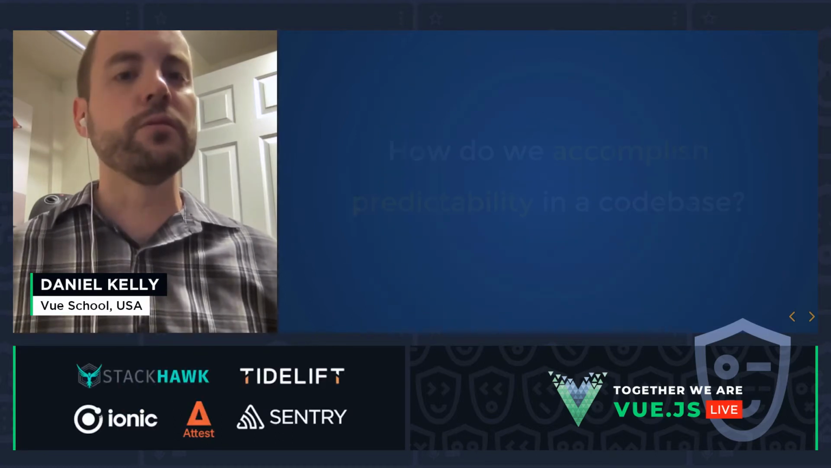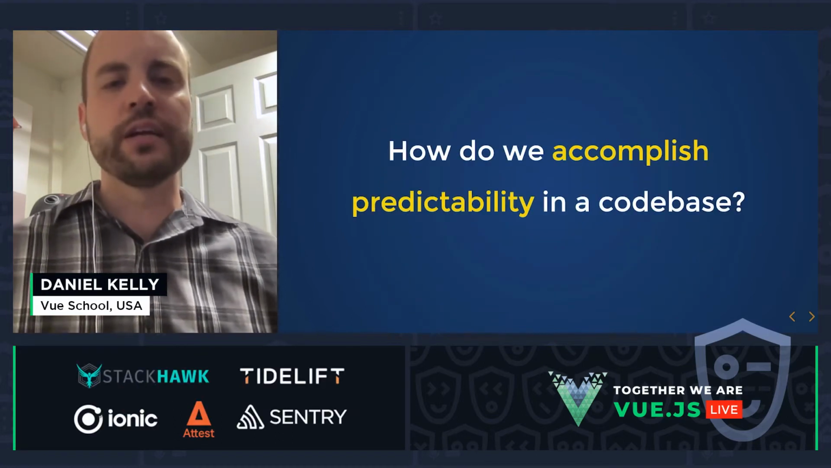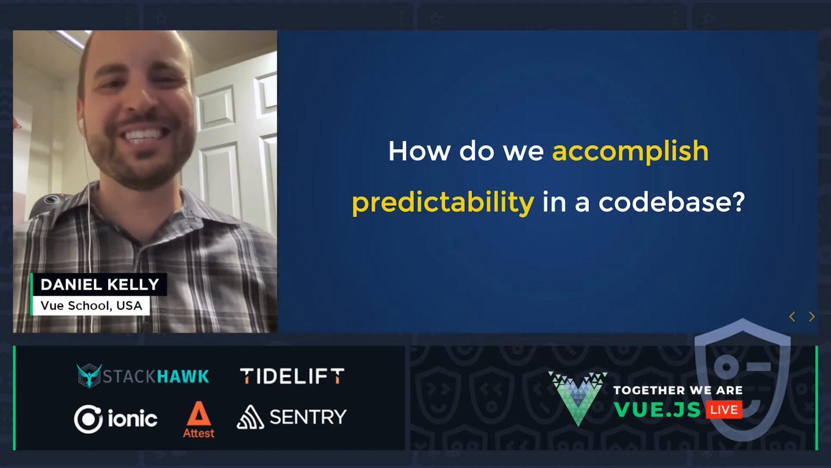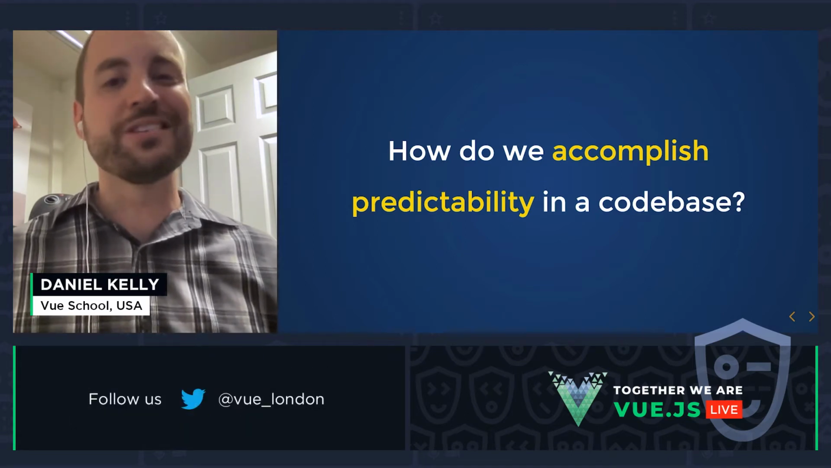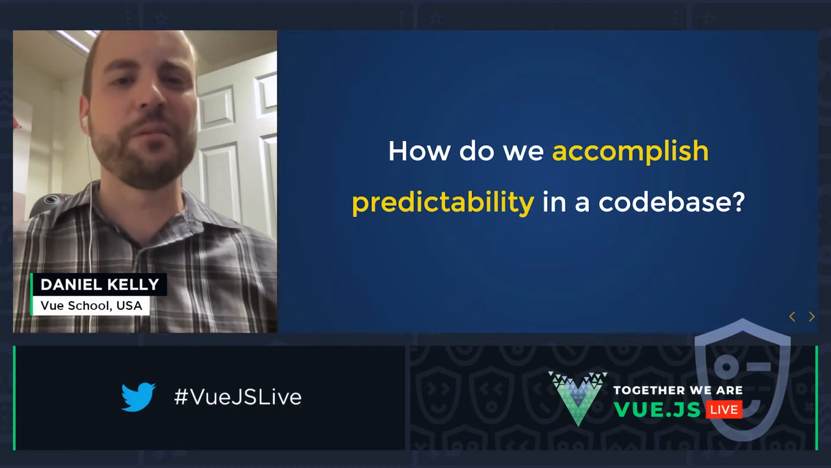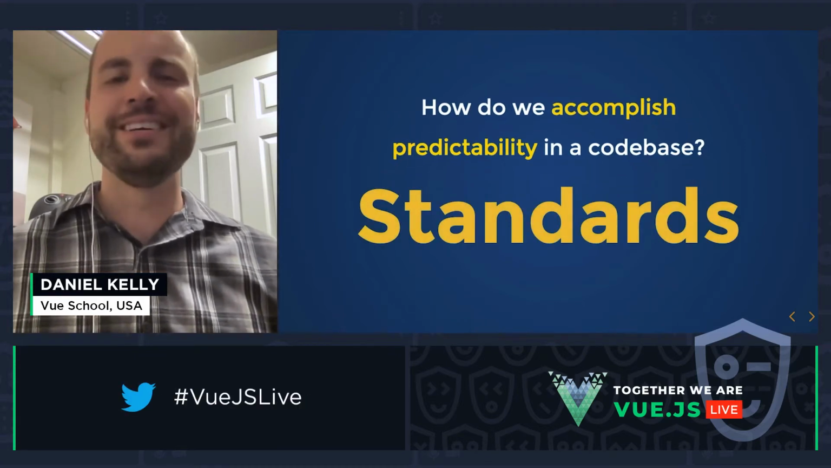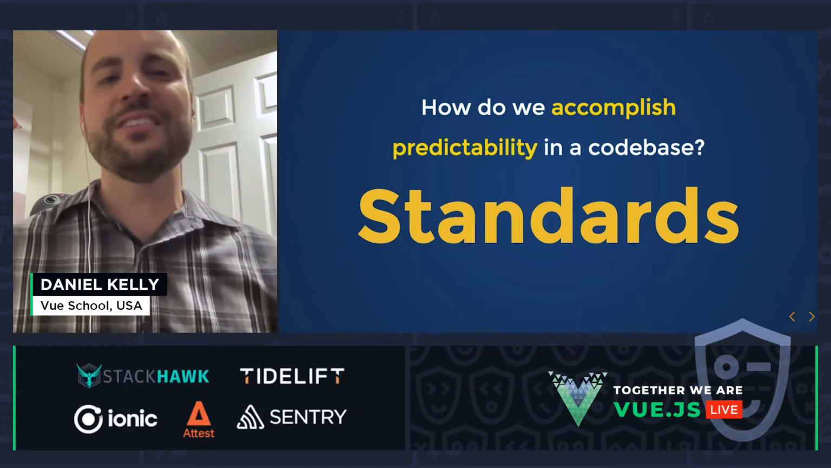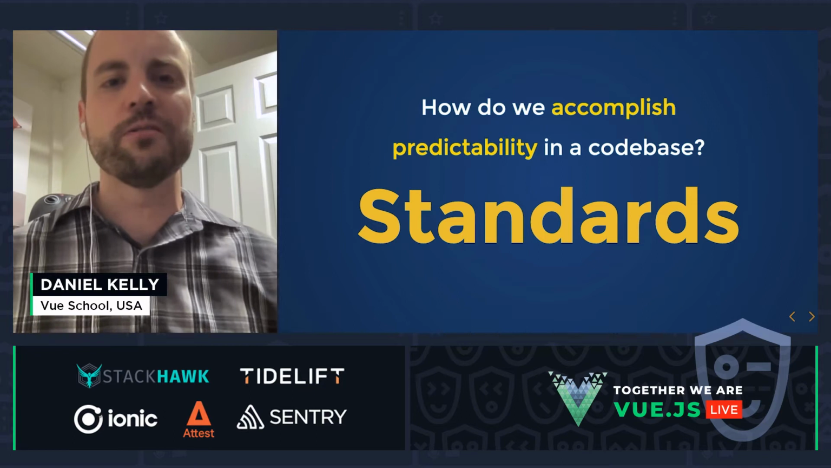All right, so how do we accomplish predictability? That's the question, isn't it? Well, once again, if I may be so bold, I'm going to try to answer it in a single word. And that word is standards. Why standards? Well, because really this is how you make anything predictable, right?